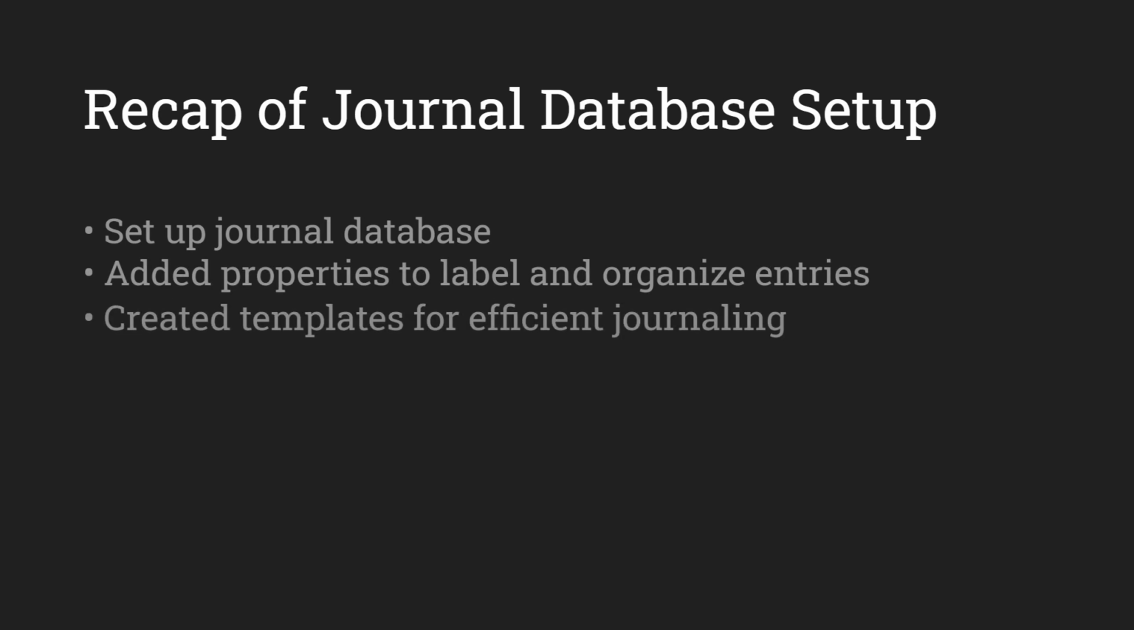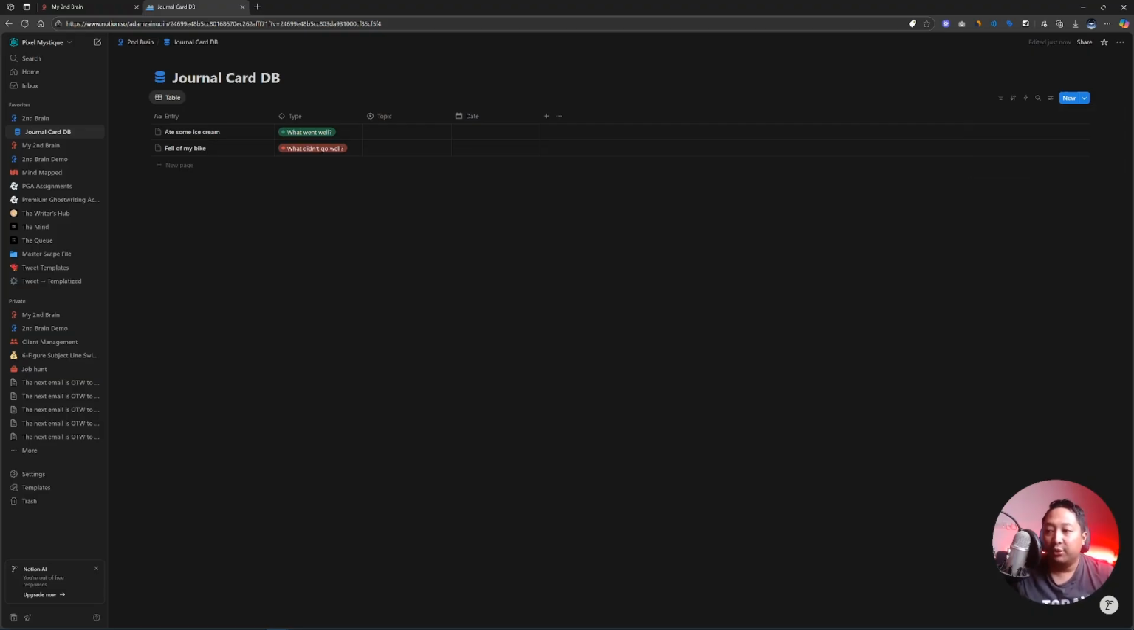Okay, so let's recap what we've done so far. We've set up the journal database to store all our journal entries as individual cards. We've also added the different properties here to help label and group our journal entries so that we can organize them. And we also created templates to make it a lot faster for us to create a new journal entry and make things more efficient. So this is a good start, and we can already use this as a foundation to start journaling.